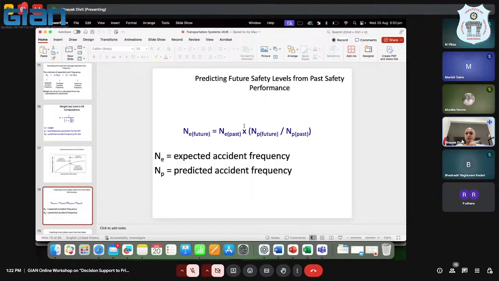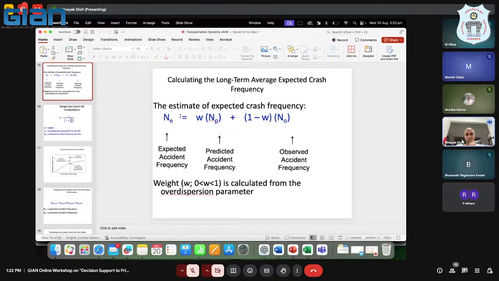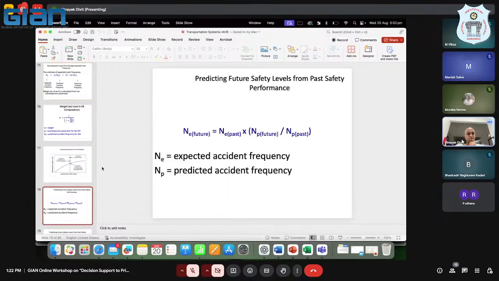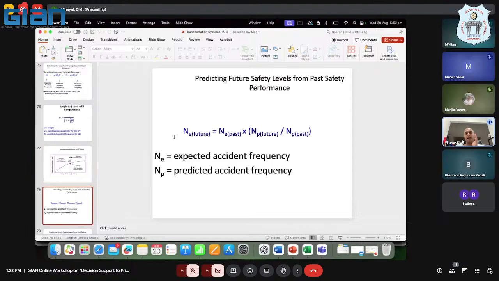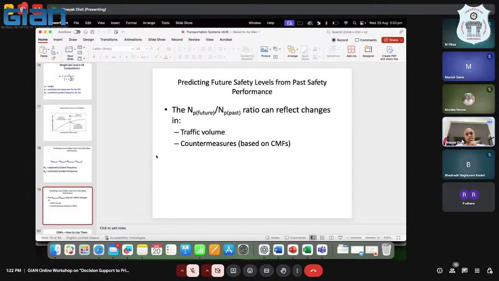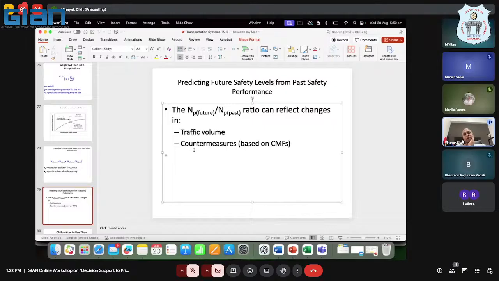So you have NE past from here, you have NP past from here, and you're going to calculate your NP future based on ADT. So you get ADT, you get your NP future, and you will get what your expected numbers are in the future. This ratio can reflect changes in traffic volume, countermeasures, etc. And that's where the idea of CMFs, crash modification factors, comes in.